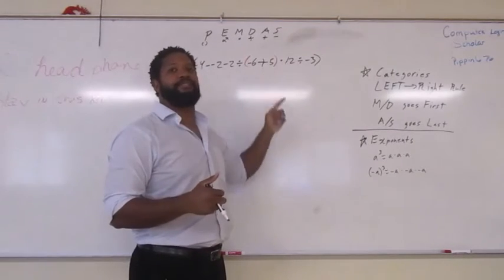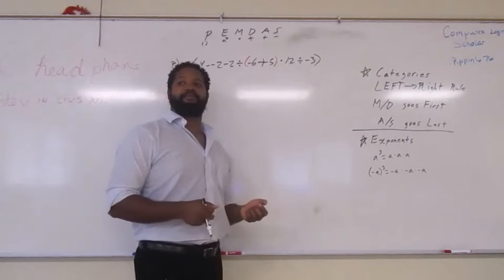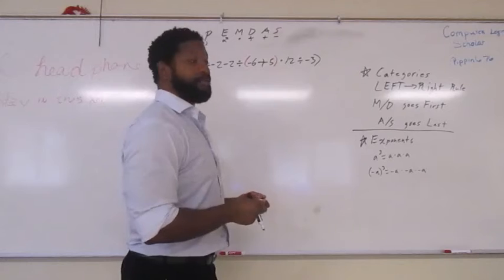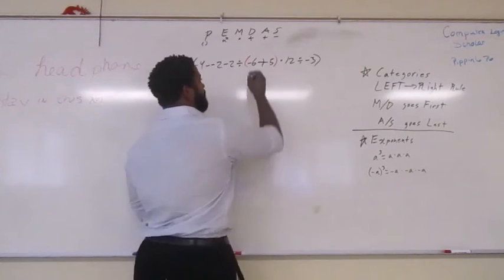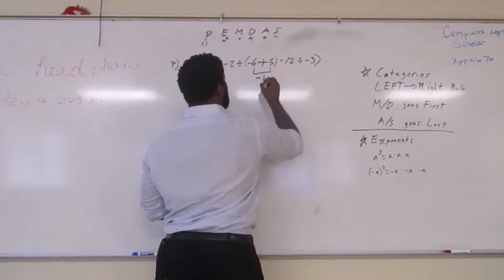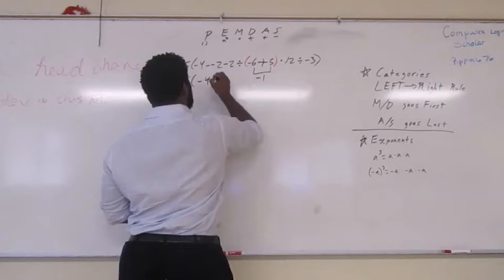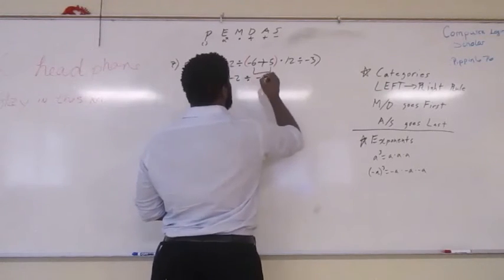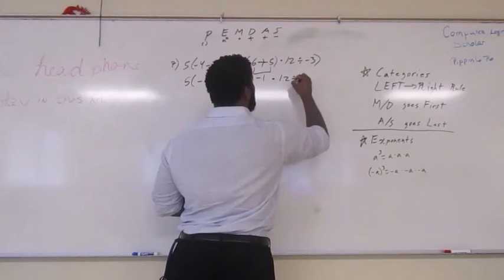So we have different signs, therefore we take the difference, okay? Negative 6 plus 5 is what? Negative 1. Okay? So we have 5 parentheses, negative 4 minus a negative 2 minus 2 divided by that times 12 divided by negative 3.